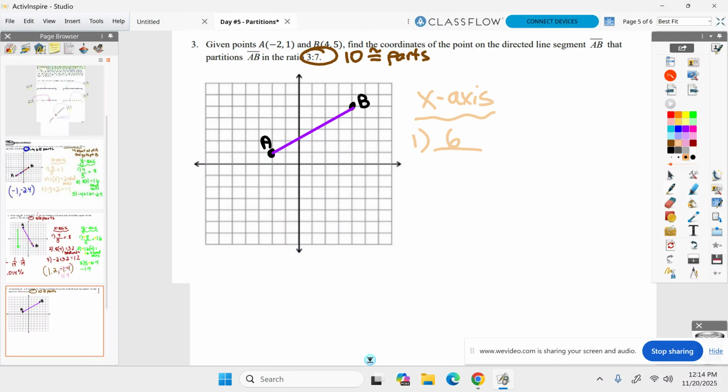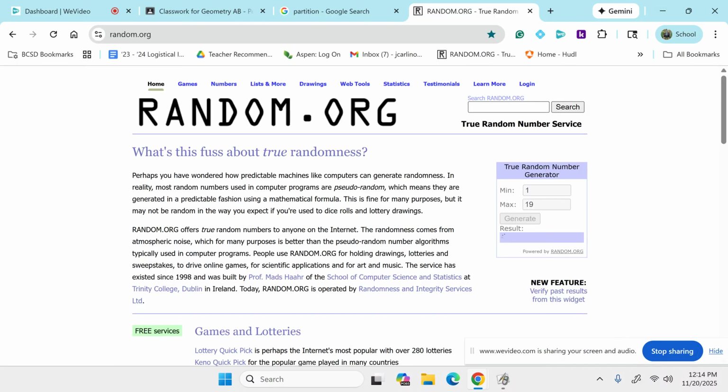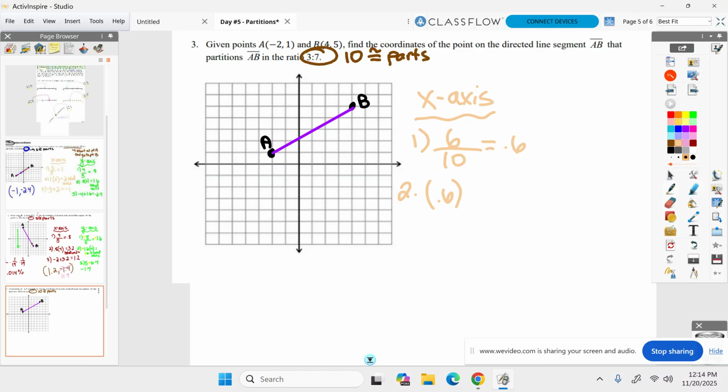Again, leave it positive because we're going... Everyone okay with what I mean by leave it positive? Because when you go from -2 to 4, this is in the positive direction. Cut it up into 10 equal parts. So we're going to go 0.6 every time. Next question, of course, is how many times are we moving 0.6? Look back at your ratio. How many times am I moving 0.6? Orla? 3 times. Yep.